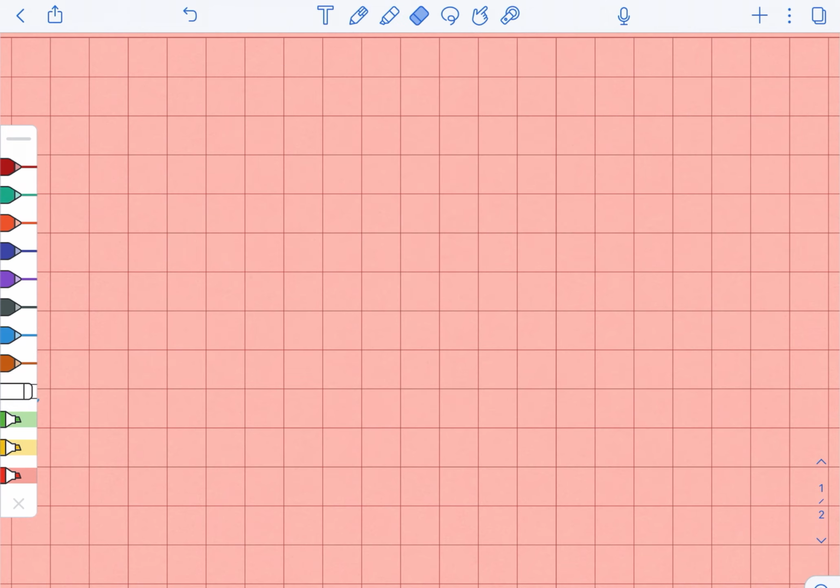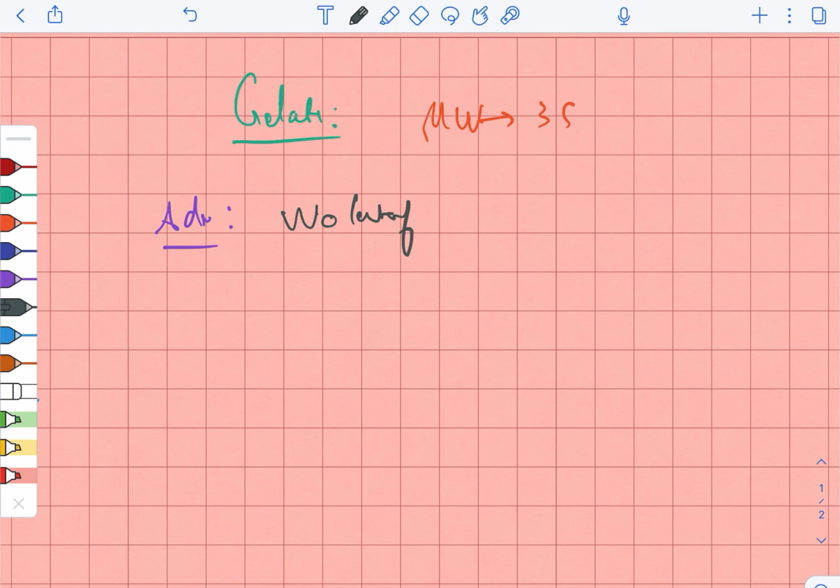Next we are going to look at the gelatin. In case of gelatin, the molecular weight is about 35. And looking at the advantage of gelatin, there is basically no interference with the blood grouping and the cross matching. And another thing is that it is compatible with the IV fluids.